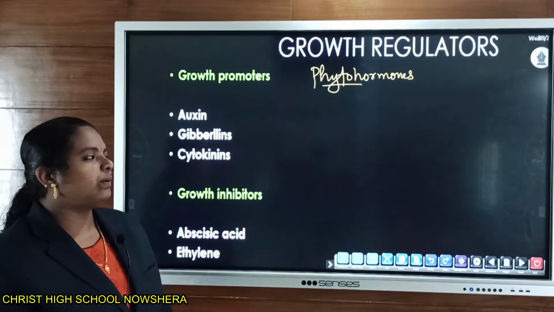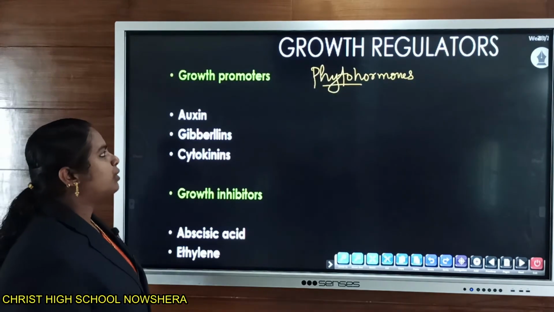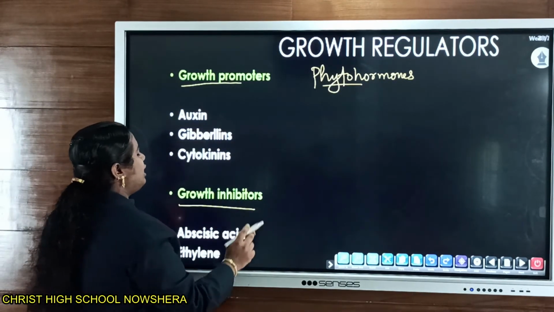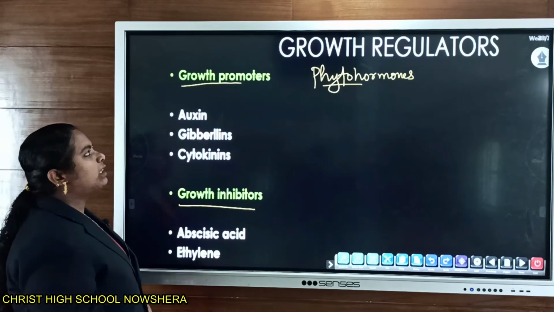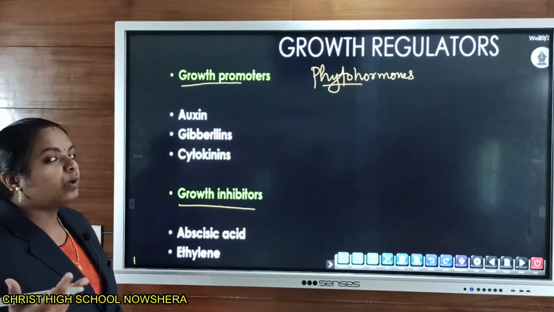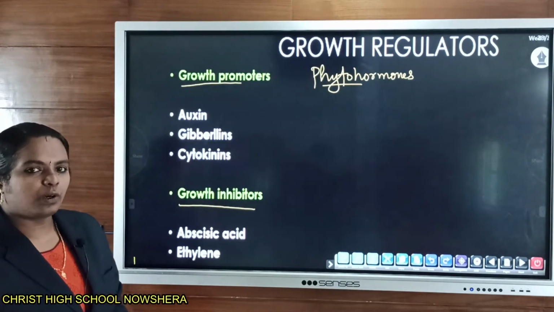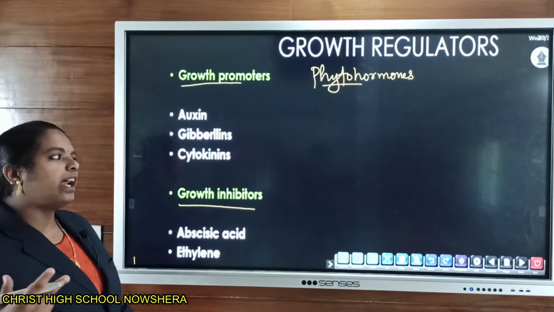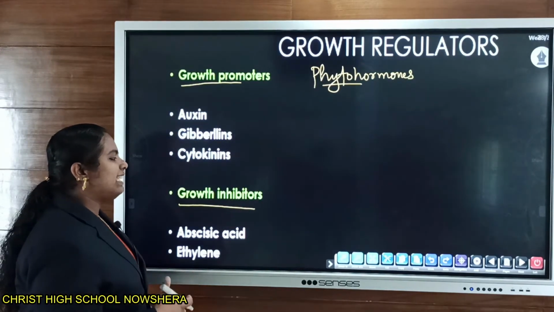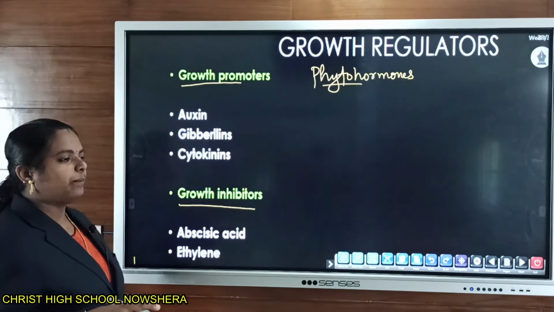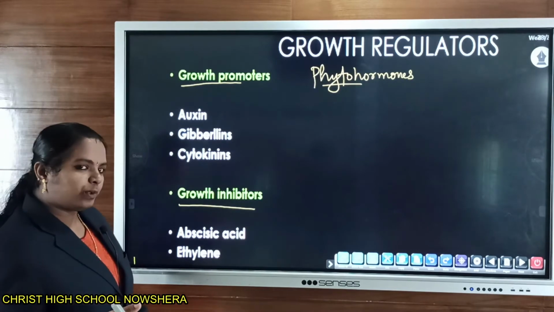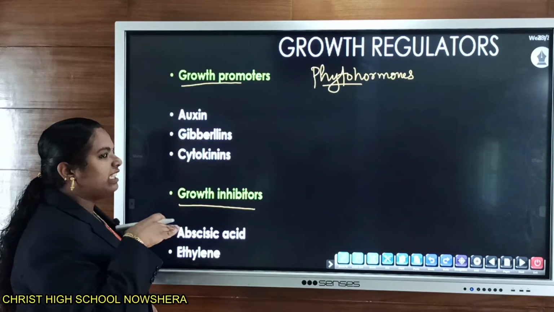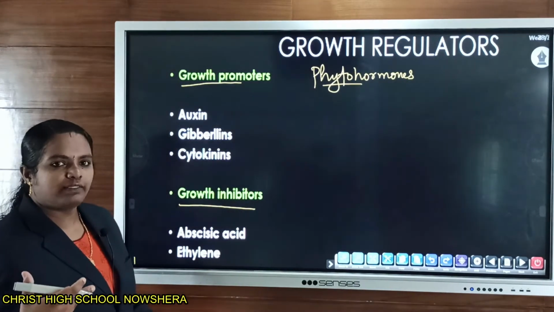These growth regulators are mainly categorized into two. One is growth promoters and the second type is growth inhibitors. Growth promoters promote growth, or increase the rate of growth. On the other hand, growth inhibitors inhibit the growth of the plant body or slow down the process of growth. So they are known as growth inhibitors, which inhibit the activity of growth and development.